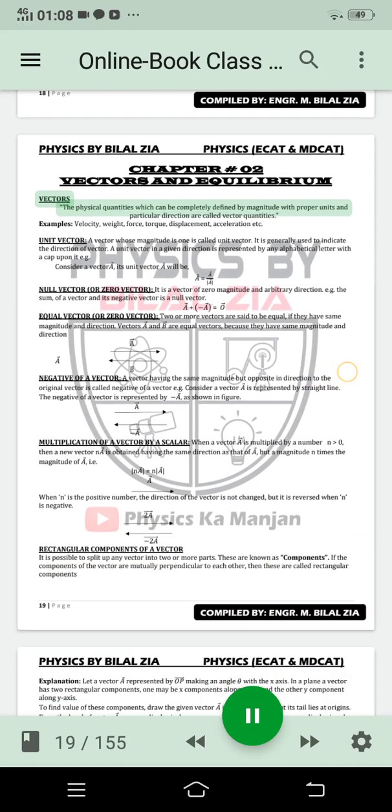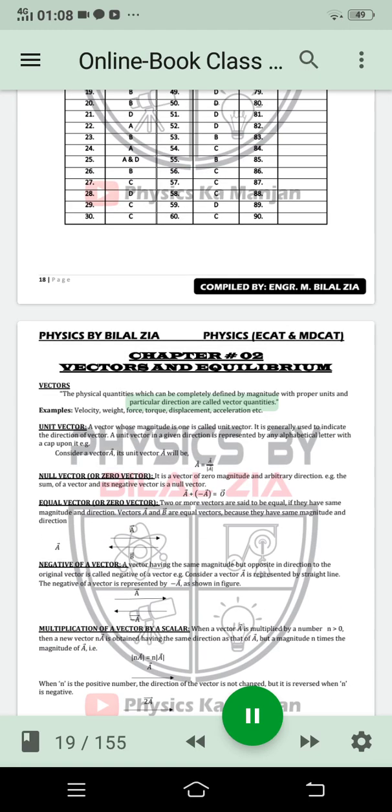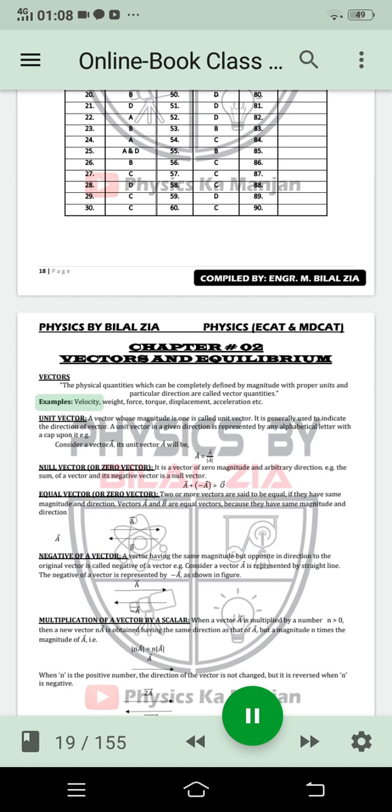Quantities with magnitude, proper units and a particular direction are called vector quantities. Examples: velocity, weight, force, torque, displacement, acceleration, etc.